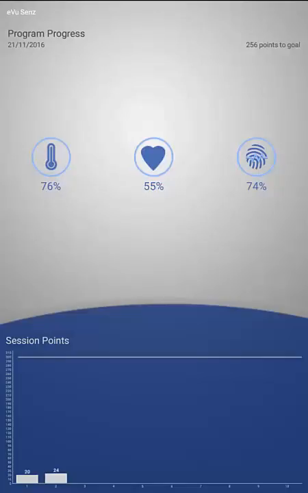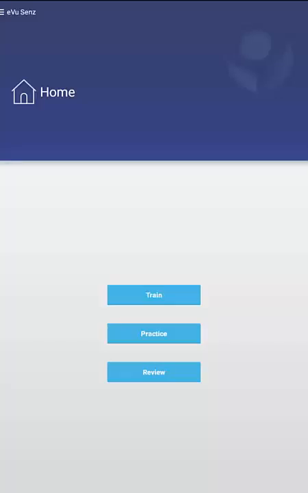If we hit the back button on the tablet or smartphone, this will return us back to the eVu Senz main menu. Join me for the last video in this series where I go over the various parameter settings we can alter before we run a practice or training session. These different parameters can be found by going to the eVu Senz menu at the upper left, which I'm currently revealing right now.